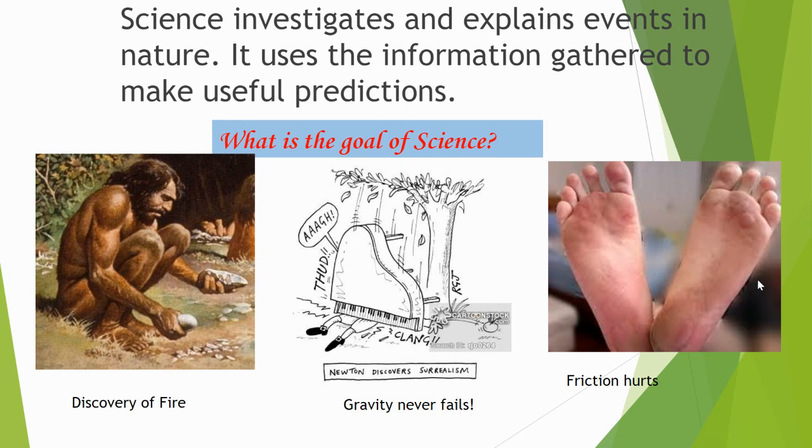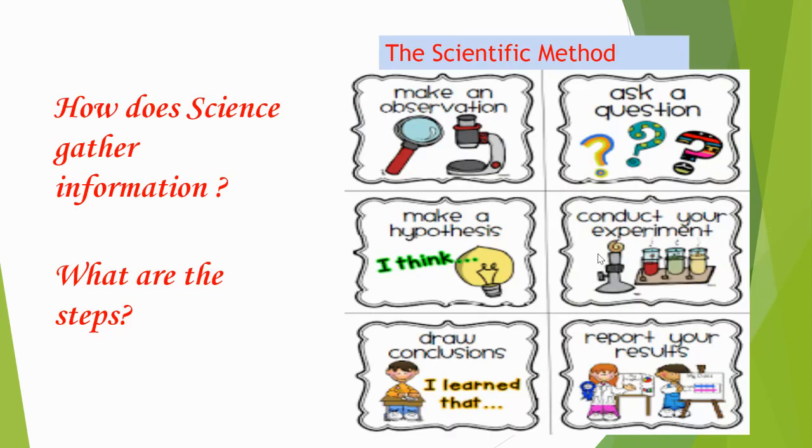Three picture clues here. We have the discovery of fire, we have the gravity, and then friction. You can see here dirty feet with some blisters right there. Okay, so what's the goal of science? Science basically explains different phenomena that we see all around us. On top of explaining these phenomena like fire, gravity, and friction, it also proposes solutions to some problems. So those two are the major roles of science in our lives.